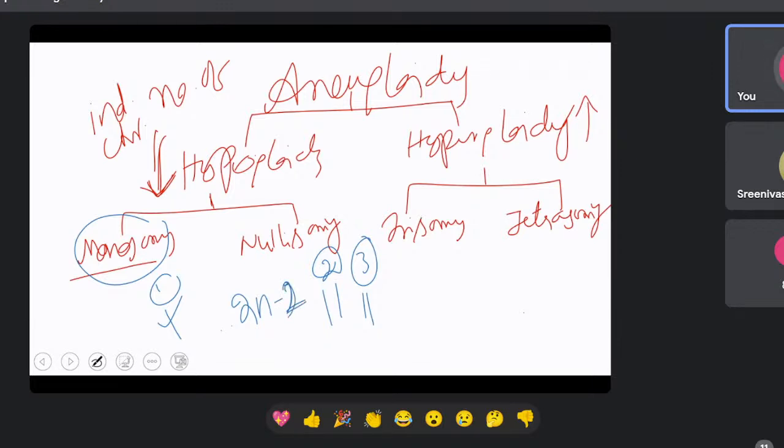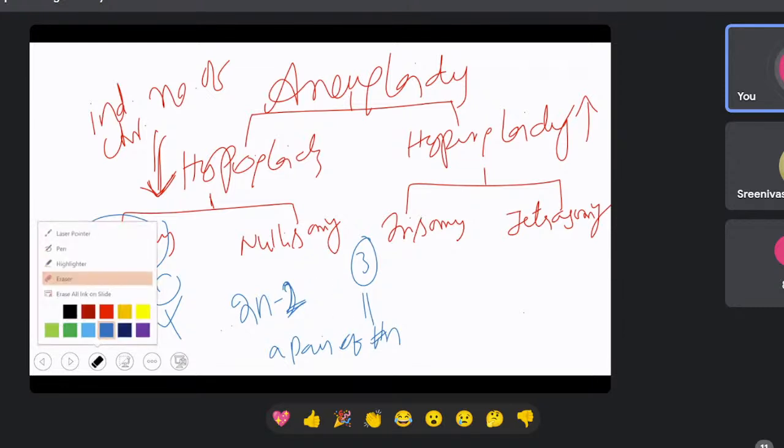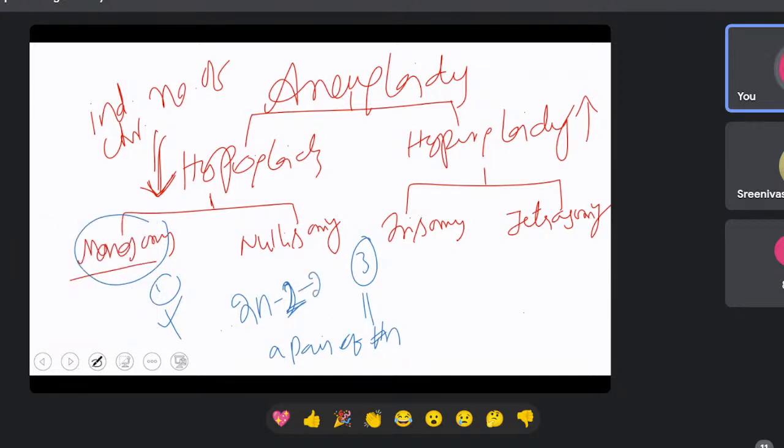Here minus 2 does not refer to loss of a chromosome from one pair and another pair. No, it refers to the loss of a pair of homologous chromosomes. If one chromosome is lost from one pair and one from another pair, we call it double monosomy. If a pair of chromosomes is lost, it becomes 2n minus 2. If the second chromosomal pair is also lost, then it becomes double nullisomy, 2n minus 2 minus 2. If the third chromosomal pair is also lost, triple nullisomic, 2n minus 2 minus 2 minus 2.